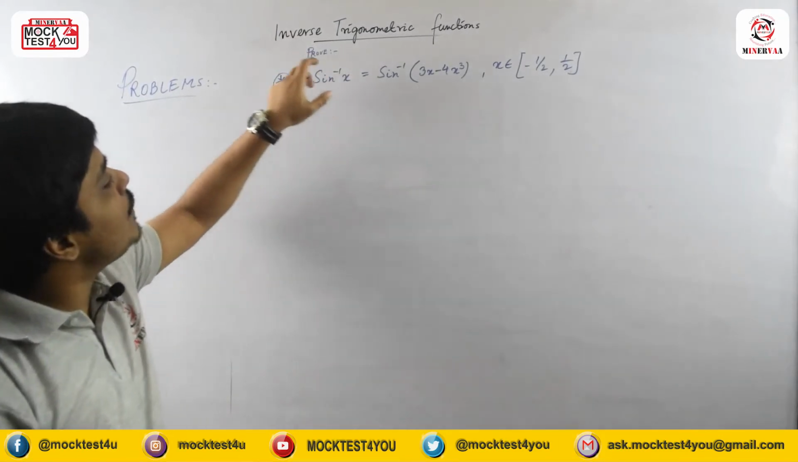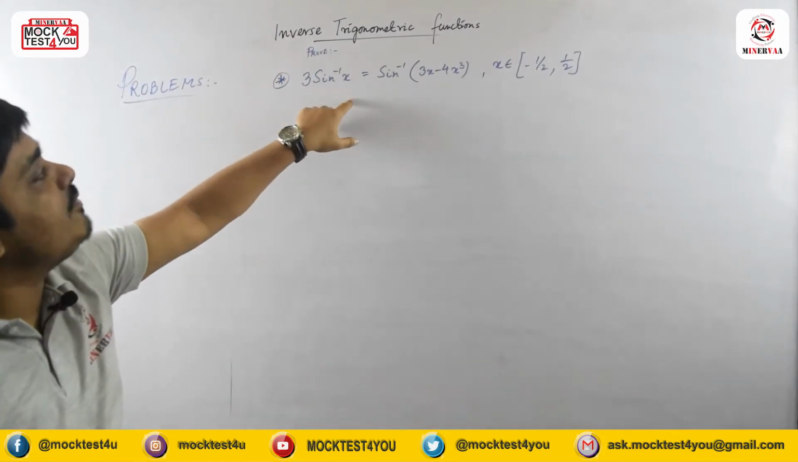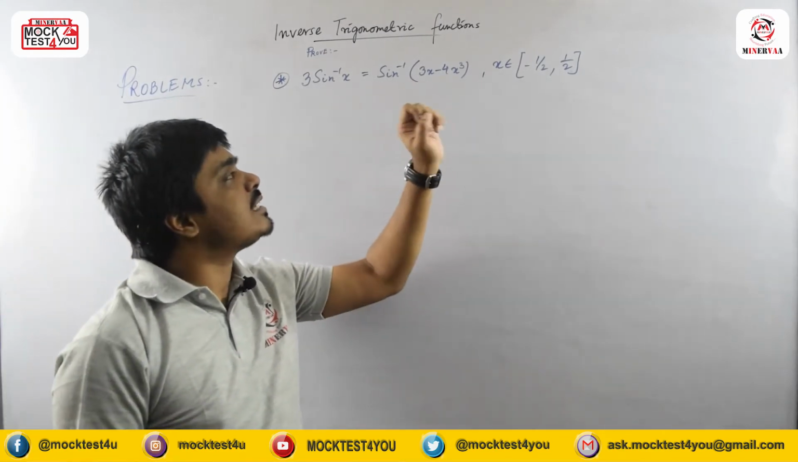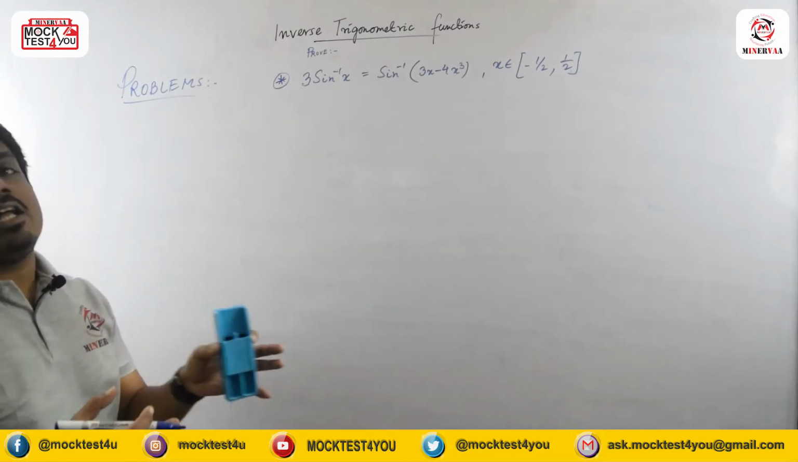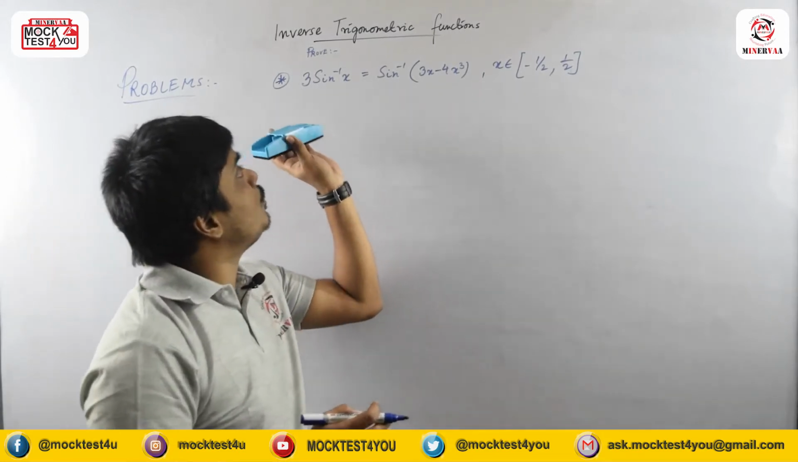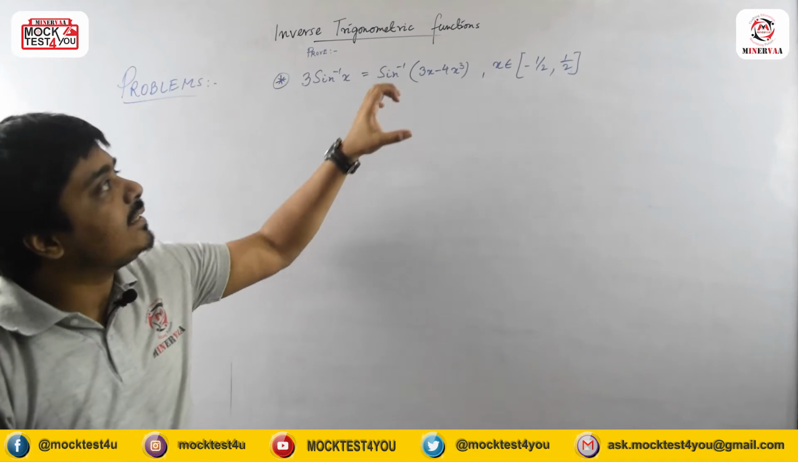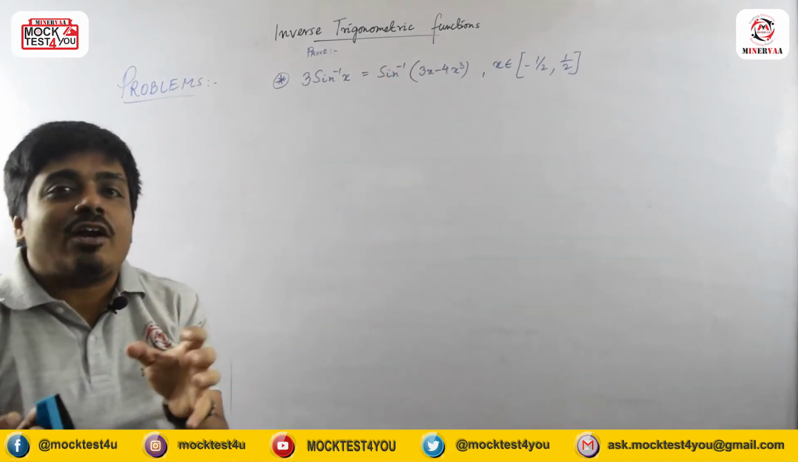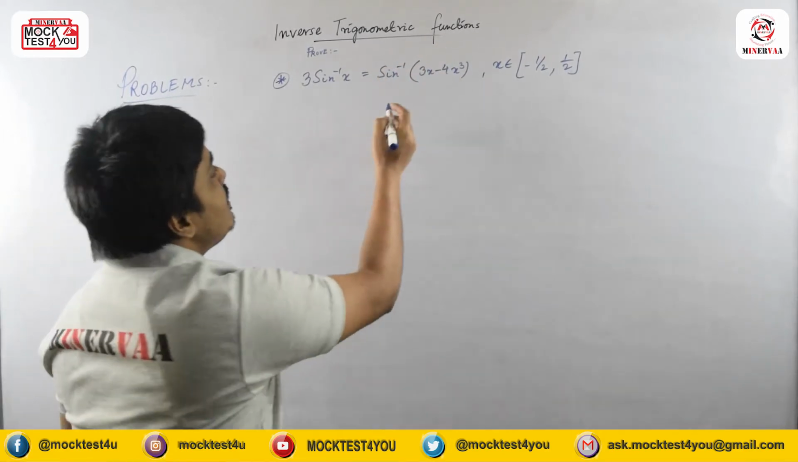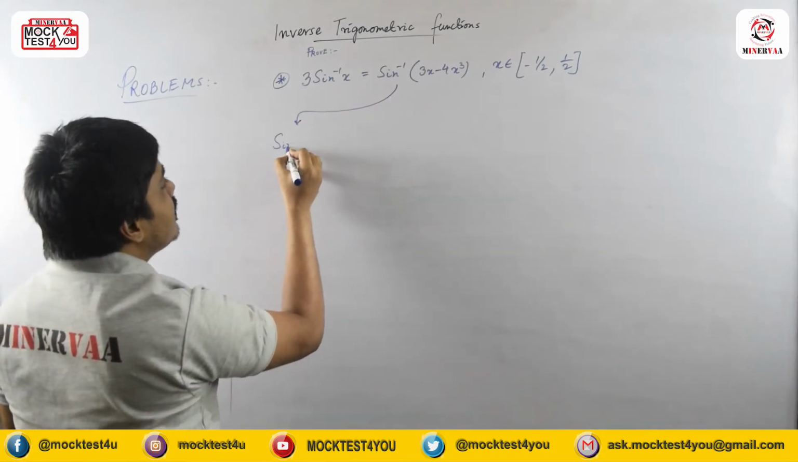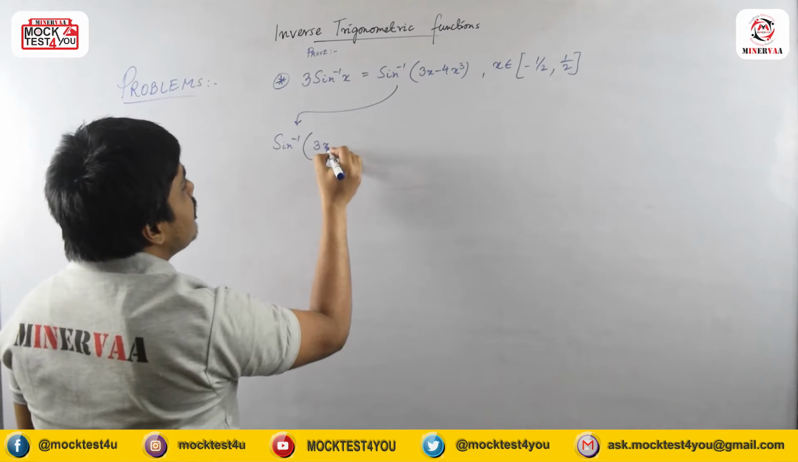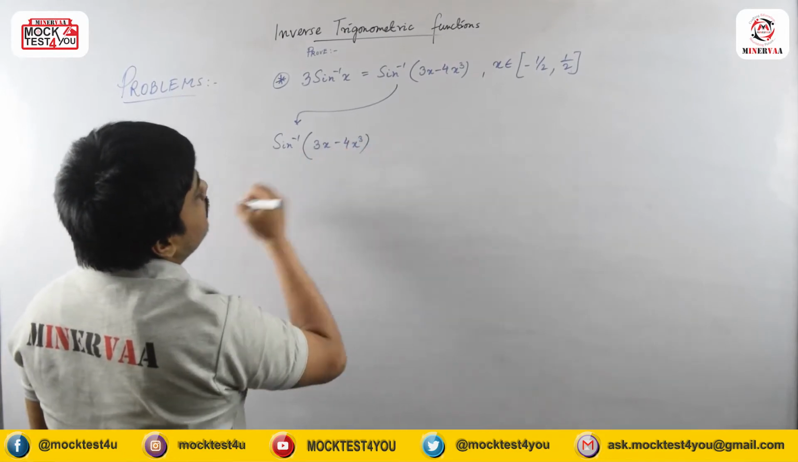What do we see in here? We have to prove that 3 sine inverse x is equal to sine inverse of 3x minus 4x cubed. So from the very childhood we learn that whenever you have to prove something, always take the complicated side and try to simplify that thing. So I will take this side and I will write sine inverse of 3x minus 4x cubed.